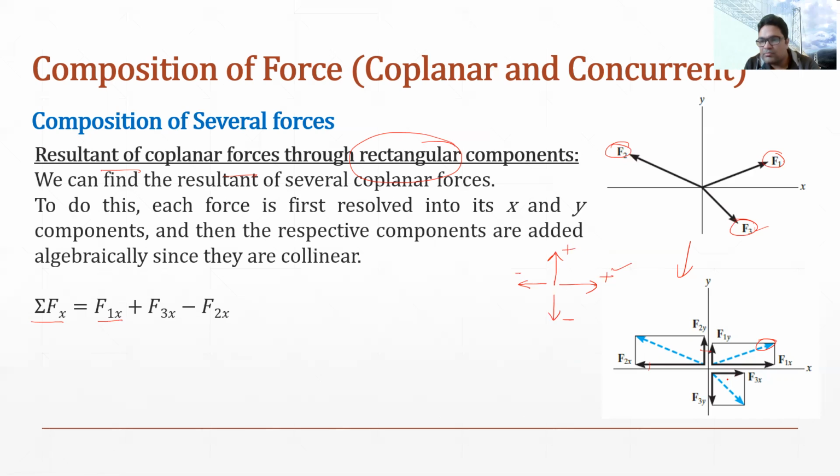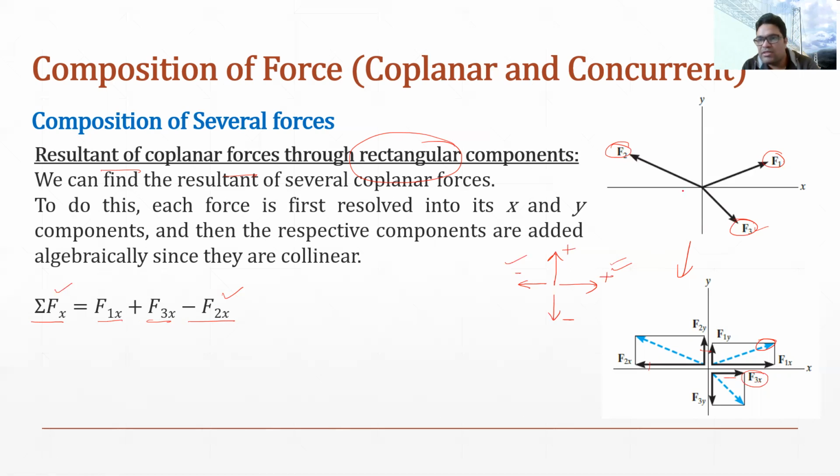Similarly, the force F3x is again rightward, so again I am taking this as positive. But the component F2x is leftward, which is negative. That is why I have taken minus F2x. So the summation of Fx becomes F1x plus F3x minus F2x. That is the summation of horizontal force.